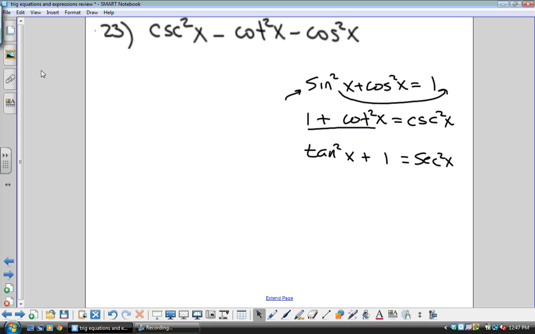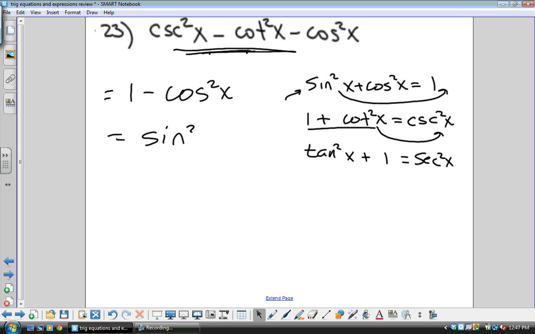Okay, so let's see if we can find some Pythagorean identities in this somewhere. So notice cosecant and cotangent can kind of go together right there. So to get cosecant squared minus cotangent squared, we can just simply subtract cotangent squared over. And so cosecant squared minus cotangent squared there is just 1. So that leaves me with 1 minus cosine squared x. Now 1 minus cosine squared x would just be sine squared x. So I could just simply here just take that cosine over. See, that would give me 1 minus cosine squared, which would be equal to sine squared.